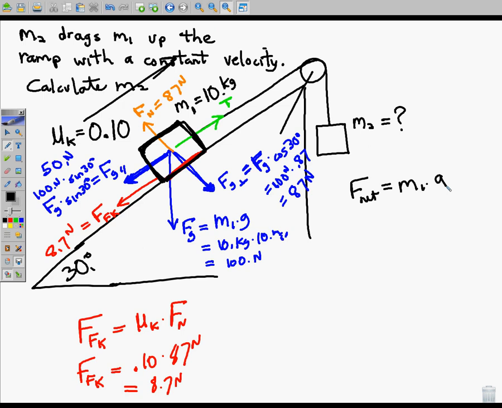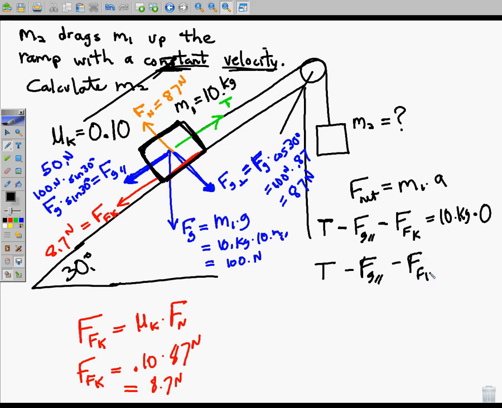What's F net? Well, F net is going to be equal to T pulling it up minus FG parallel holding it back minus FFK, and that's going to equal M1, which is 10 kilograms, times the acceleration. But since we know it's going up with a constant velocity, the acceleration is zero. Constant velocity, zero acceleration. So T minus FG parallel minus FFK is equal to 0.